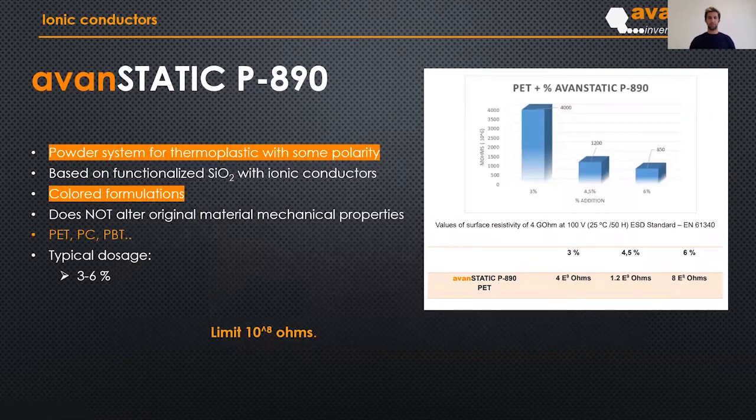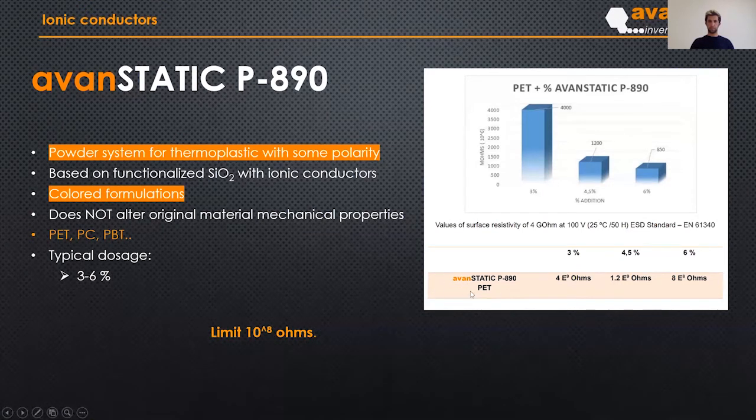This is one of our latest products that we have developed. It is produced for thermoplastics with some polarity, not so polar like TPU, but with some polarity, like for example PET, polyamide, PBT, this kind of polymer that can or need some conductivity. For example, the main problem is maybe the limit: more than 10 to the 8 is very complicated.